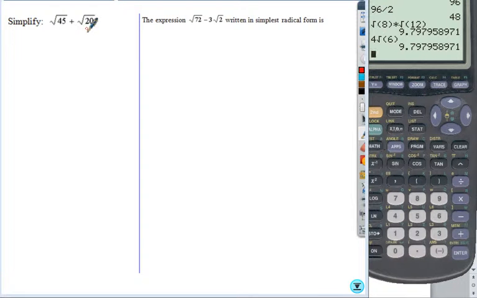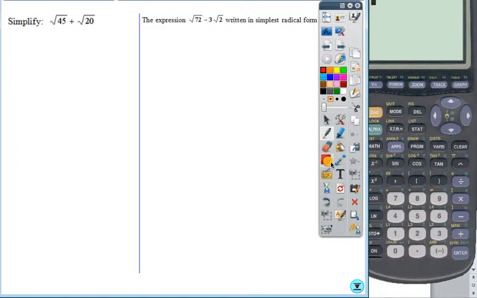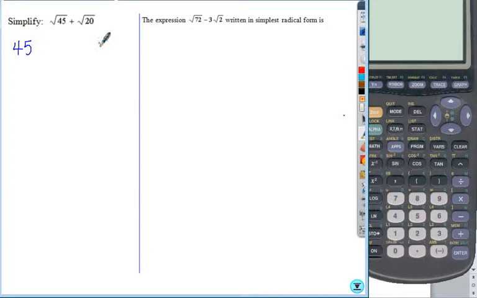So here I have two radicals, and these are not perfect squares. That means when I put this in my calculator, second square root of 45, I end up with an irrational number, a number that is not a whole number. So what I'm going to do first is take these two numbers underneath the radical sign and do the prime factorization of these numbers. I have 45 and I've got 20.